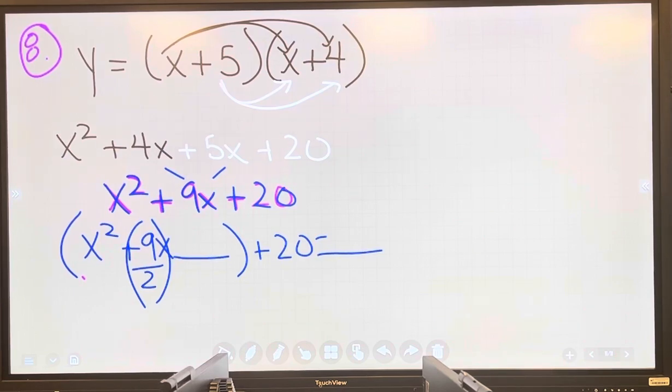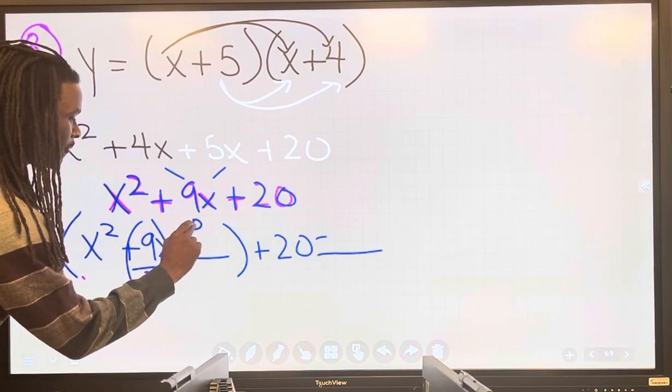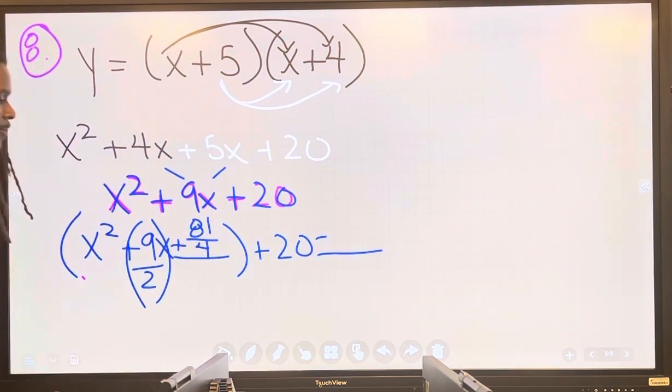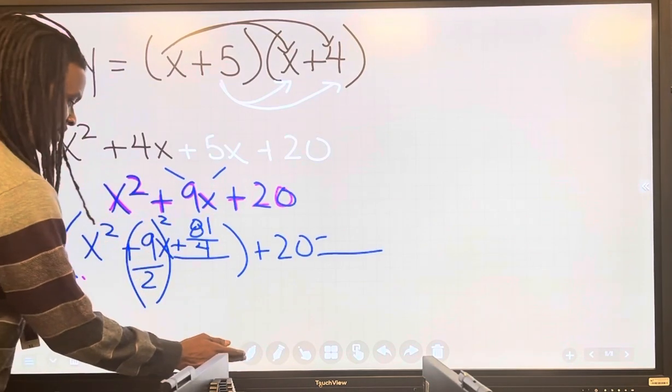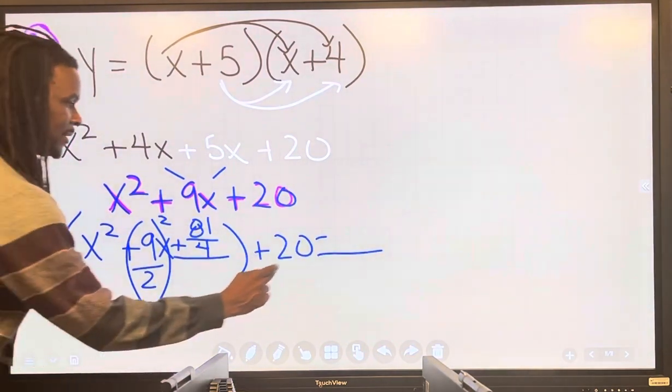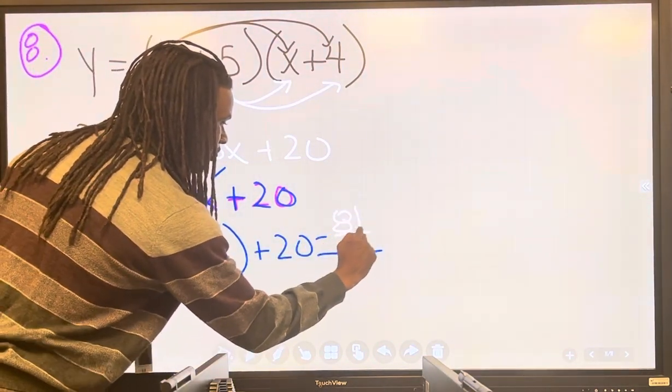It's a fraction. 81 over 4. How? 9 over 2 squared. You square the 9, you square the 2. Remember, this is squared. Look. What's 9 squared? 81. What's 2 squared? 4. So you add it on the inside and subtract it on the outside.